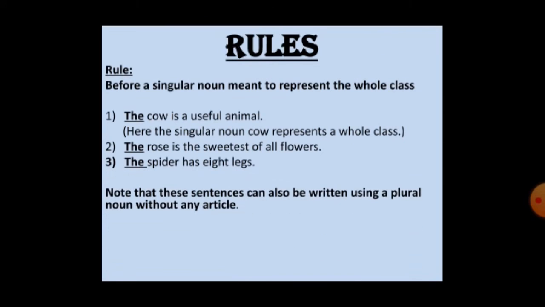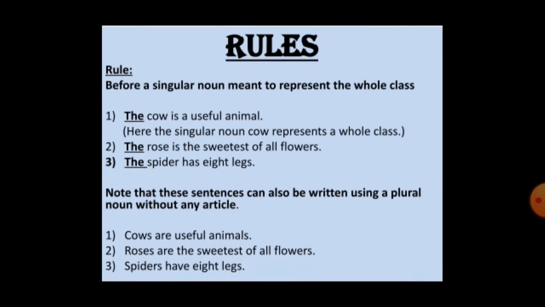Note that these sentences can also be written using a plural noun without any article. Okay students, if I put cows here, then I do not use any article here. Cows are useful animals. Okay students, roses are the sweetest of all flowers, like this. Cows are useful animals, roses are the sweetest of all flowers, spiders have 8 legs.